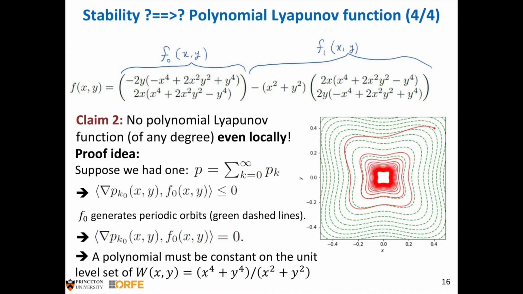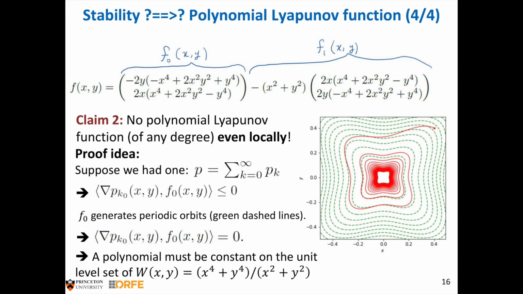So suppose there was a polynomial Lyapunov function. In fact, we rule out something stronger. We rule out that there's not even an analytic Lyapunov function. But for my purposes, let's say this infinity is a finite sum. So if there was a polynomial Lyapunov function, where pk is all the monomials it has of degree k, then I claim that this inequality should be true.